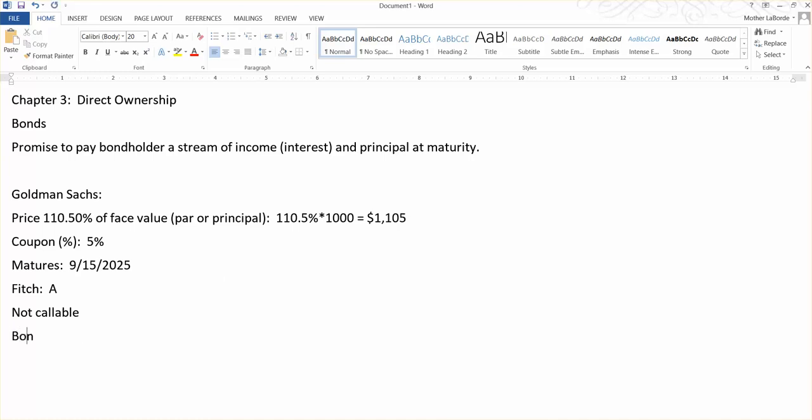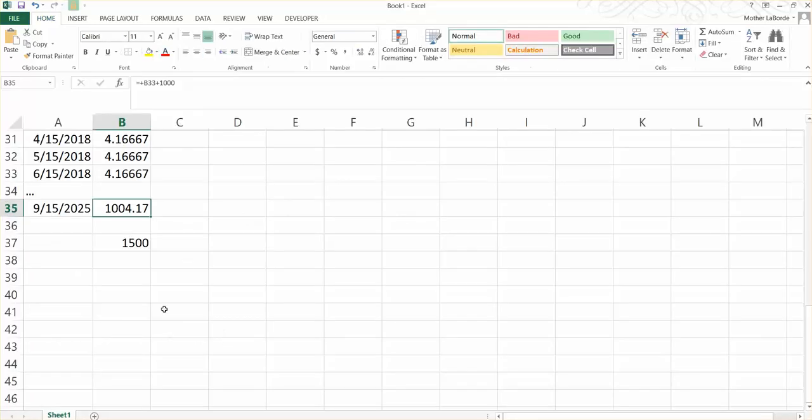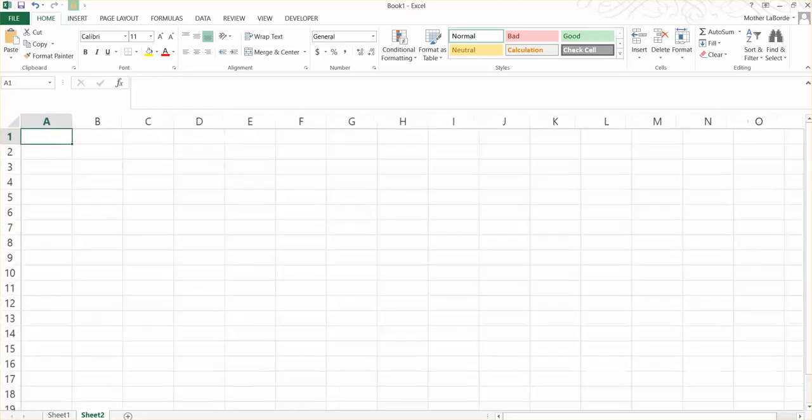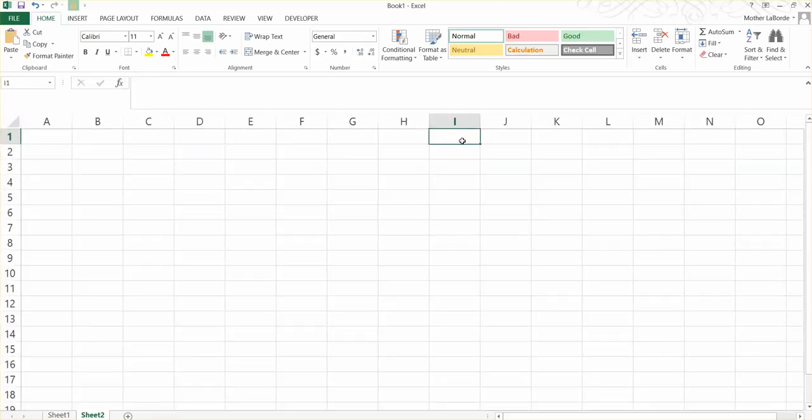Now, bonds represent something known as non-amortized debt. So to explain what non-amortized debt is, I think it makes a lot of sense to actually explain what amortized debt is first. The best example of amortized debt is a mortgage.